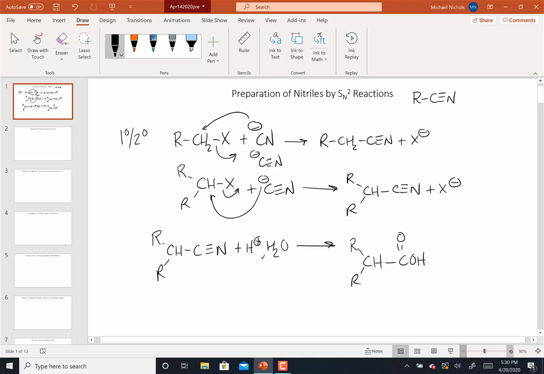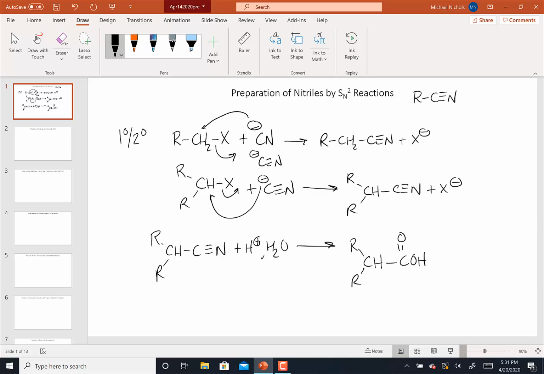So hydrolyzing the nitrile, and I'll remind you of what that mechanism is, would end up converting that carbon group to the carboxylic acid. So nitriles by definition are carboxylic acid derivatives because when they undergo the hydrolysis reaction, in this case acidic hydrolysis, they produce carboxylic acids. So that's one way we can use nitriles to make carboxylic acids by simple SN2 reactions.